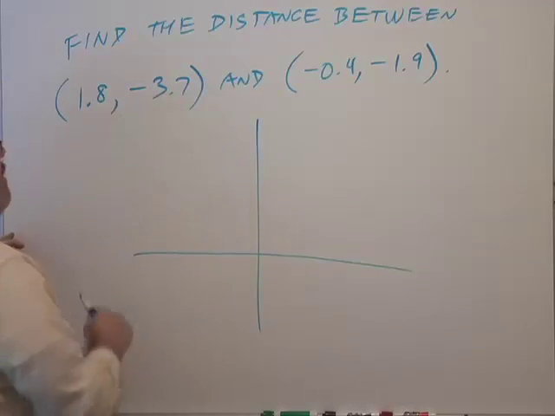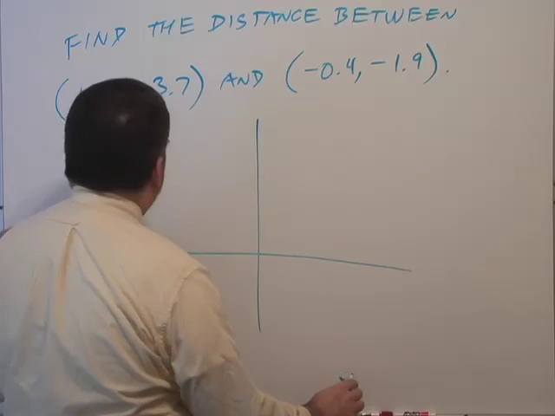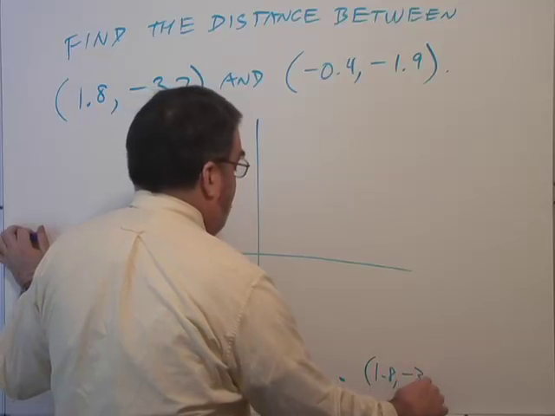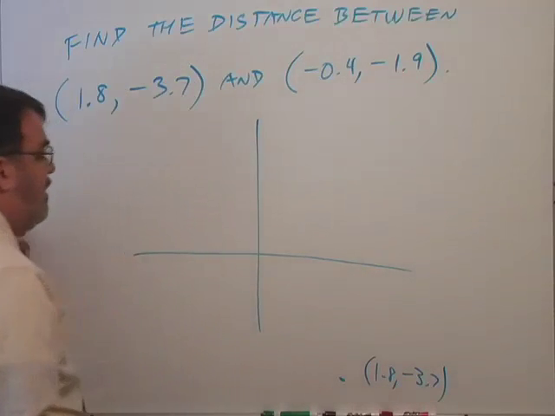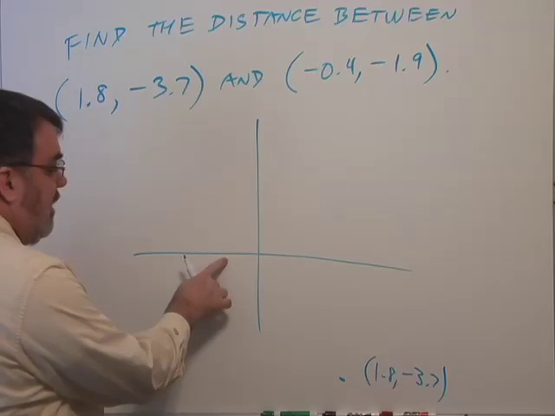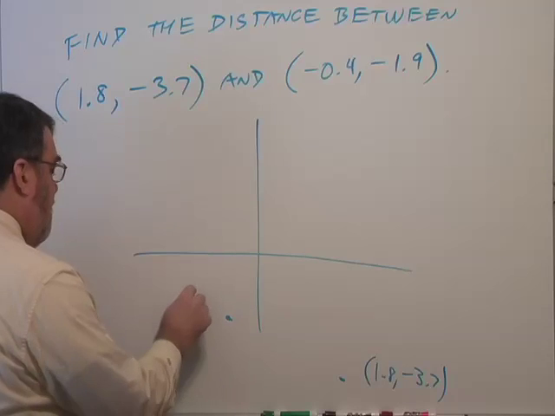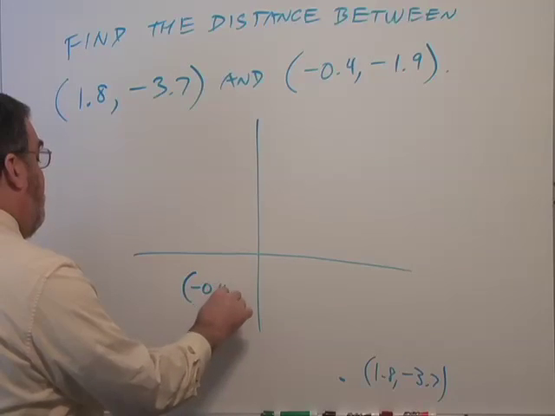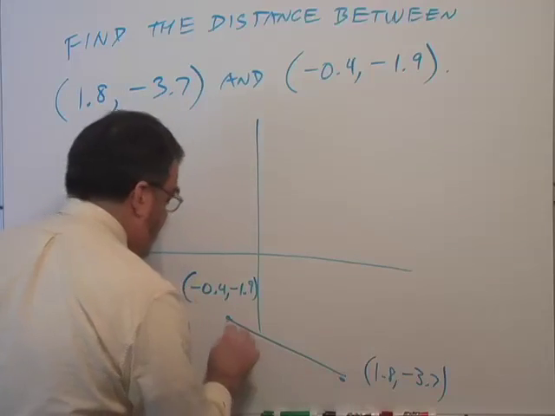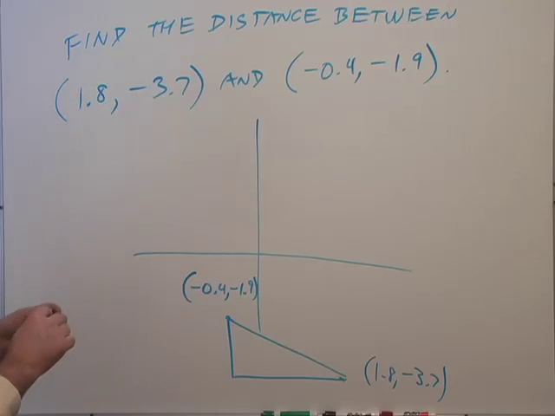Where is (1.8, -3.7)? Okay, so that's about down here, we'll say. Now I don't have to be very precise. For one thing, I don't have graph paper, but you could be precise if you wanted to. Whereas (-0.4, -1.9), that would be about here. So I want to connect these dots, create my right triangle.